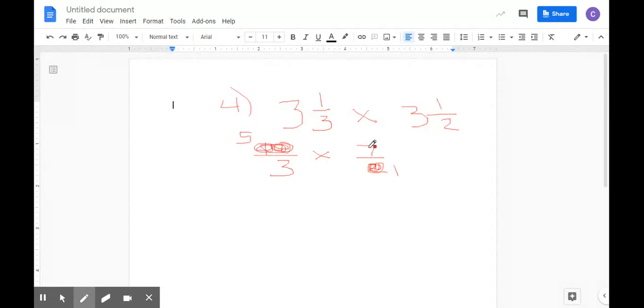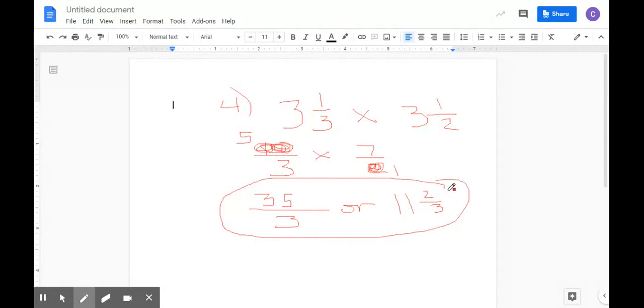So then we multiply. What's 5 times 7? 35. 3 times 1. Okay, so this is improper, so we're going to change it back. Does anybody know how many times 3 goes into 35? 11 times. And you're left with 2/3, which is letter G. Okay, so with multiplication, there's no changing anything. All you're doing is multiplying. That's the one thing you got to remember with fractions. Whenever you see multiplication, you literally just multiply.